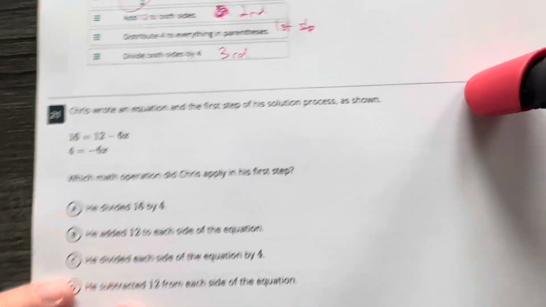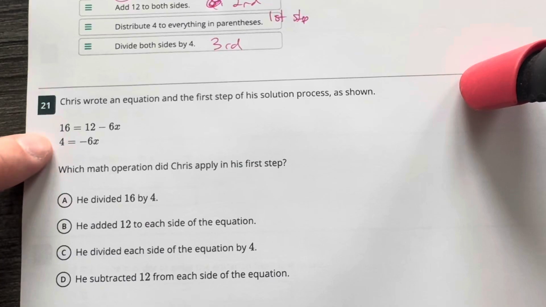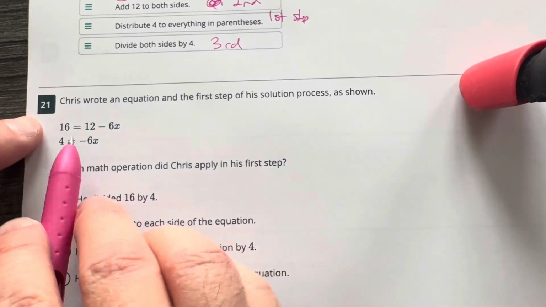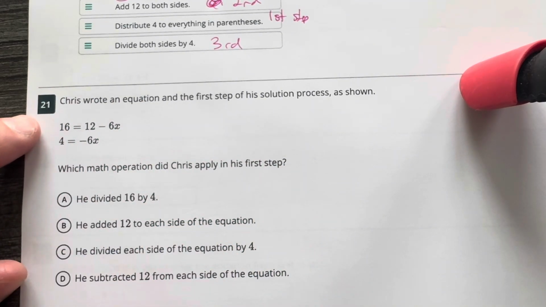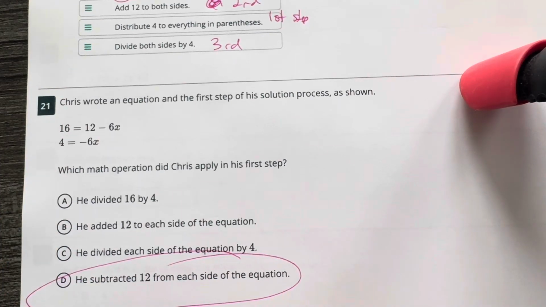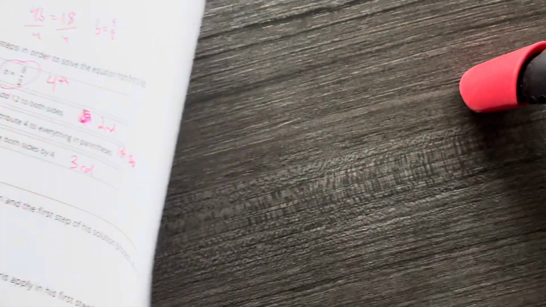Let's take a look at 21. What did Chris do? Chris says 16 equals 12 minus 6x and 4 equals negative 6x. So what did he do first? Well, it looked like he subtracted 12 on both sides because that's what we're supposed to do. So he subtracted 12 from each side of the equation, right? Because that 12 is not there anymore, right? So that makes sense. Okay, a couple more.